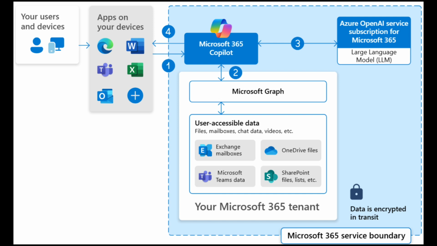Step 4. LLM processing. The enriched prompt is sent to a large language model, LLM, hosted in Azure OpenAI Service, and this is not OpenAI's public models. The LLM generates a response based on the grounded prompt. Step 5. Post-processing and delivery. Copilot may perform additional grounding or checks, for example security, compliance, privacy, before returning the response to you in the app.